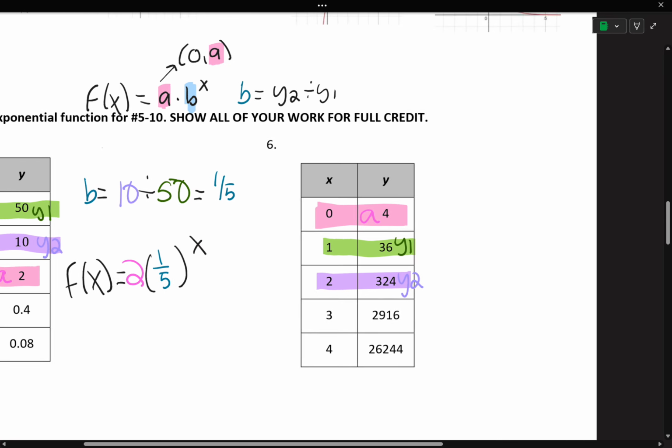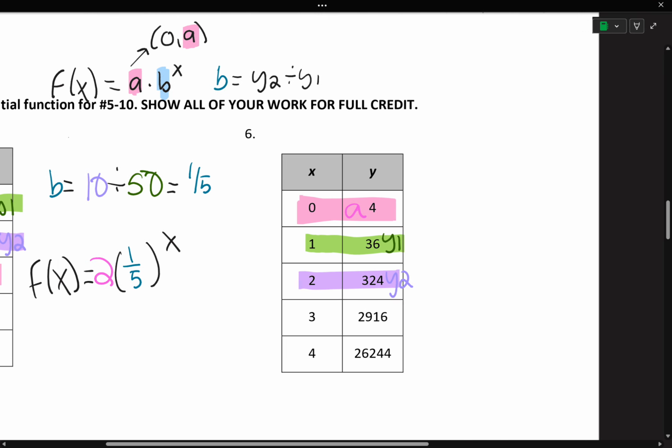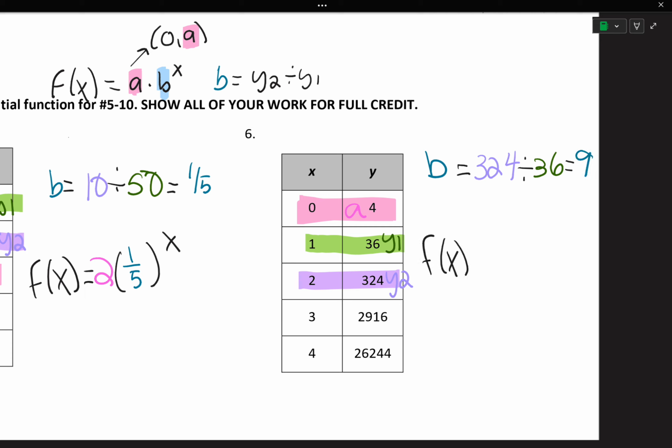I'm going to scooch my screen. So, I need to find B by doing the second y, so 324, divided by my first y, 36. B is going to equal 9. Yeah, it fits. F of x equals 4 times 9 to the power of x.